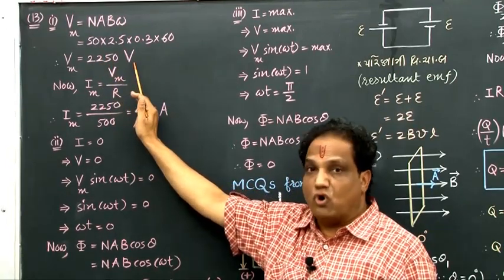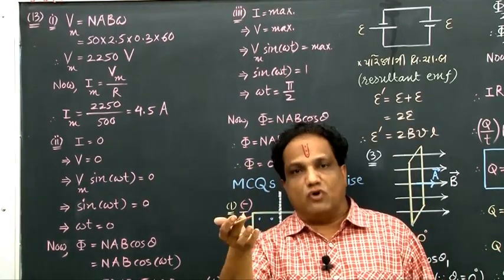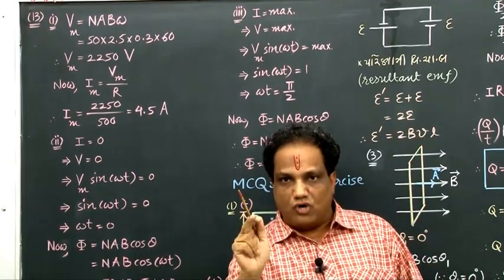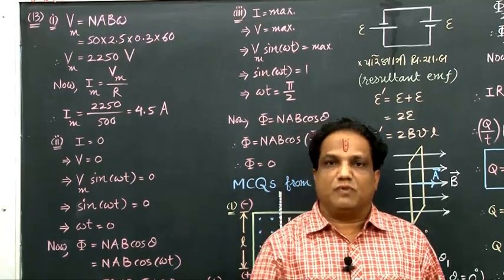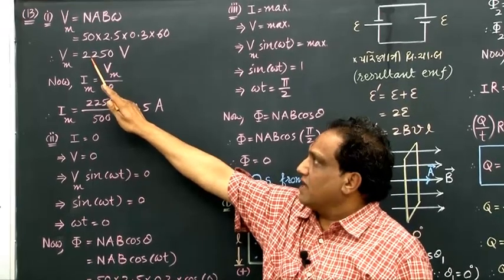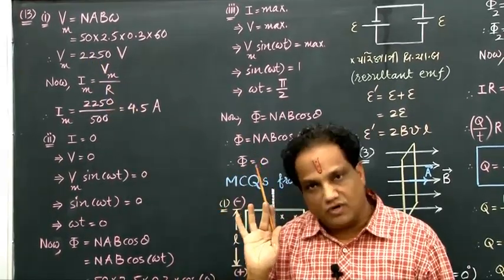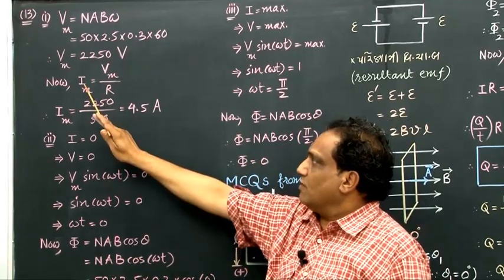2250 volt. Suppose they ask this answer in kilovolt, then when you go from volt to kilovolt, you are supposed to multiply by 10 raised to minus 3. So if you do that here, then you will get the answer 2.25 kilovolt. Got it? Fine.